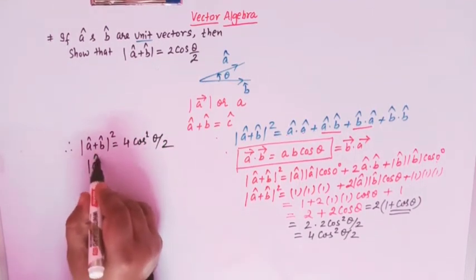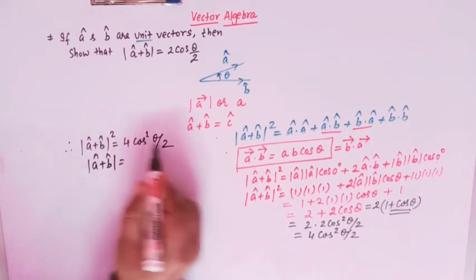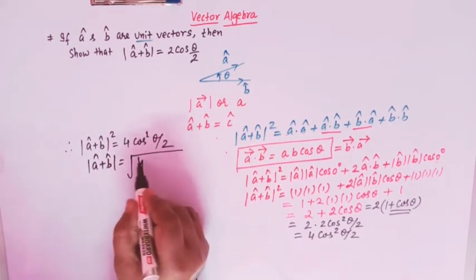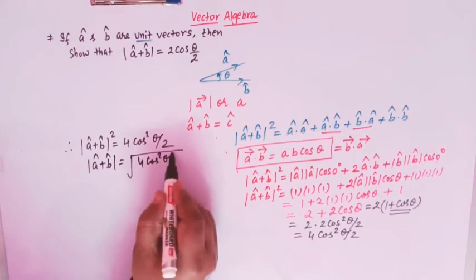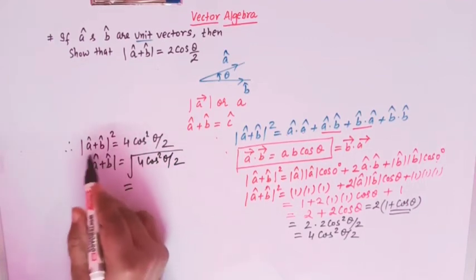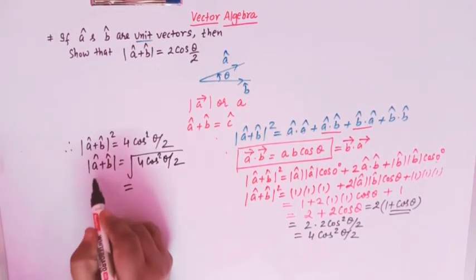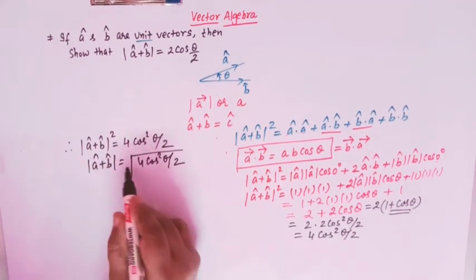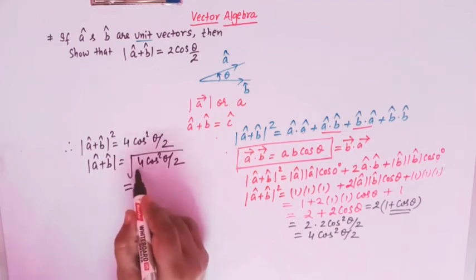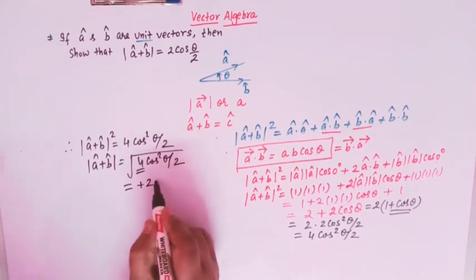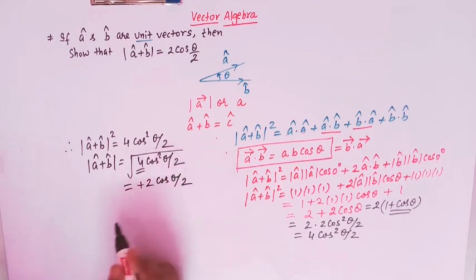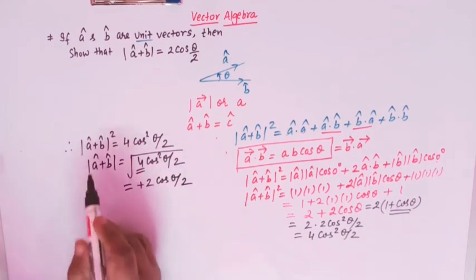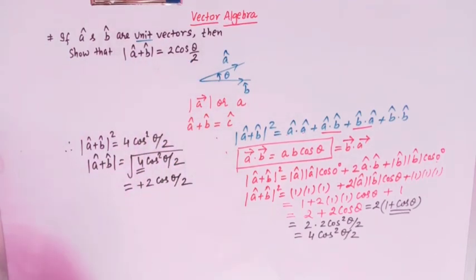Now taking the square root, we have the square root of 4 cos square theta over 2. We know that the magnitude of the sum a cap plus b cap is always positive, so we'll take the positive sign. The square root of 4 is 2, and we have cos theta over 2. So we have the desired result. This is how we solve this problem.